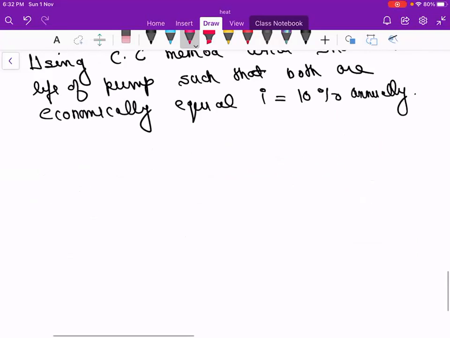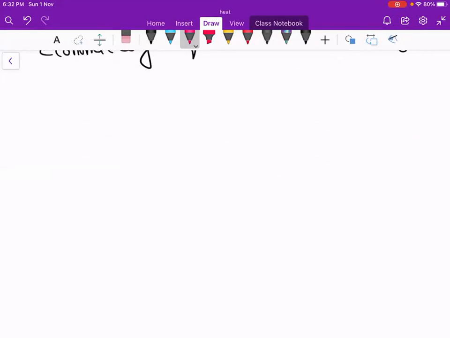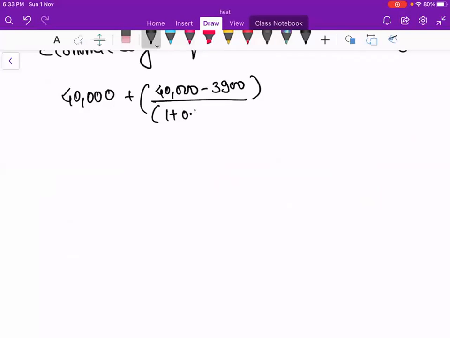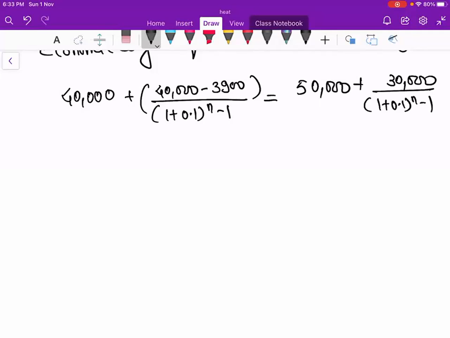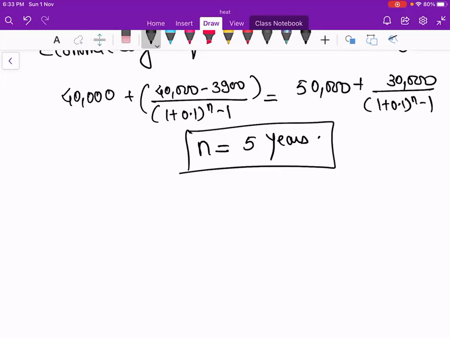Okay, here everyone is getting 5 years. So how will we solve? It is 40,000 plus (40,000 minus 3,900) upon ((1 plus 0.1)^n minus 1), equals 50,000 plus 30,000 upon ((1 plus 0.1)^n minus 1). So you can solve this. Here n is unknown, and n will come approximately 5 years. It is 4.99 something, so basically it is 5 years.